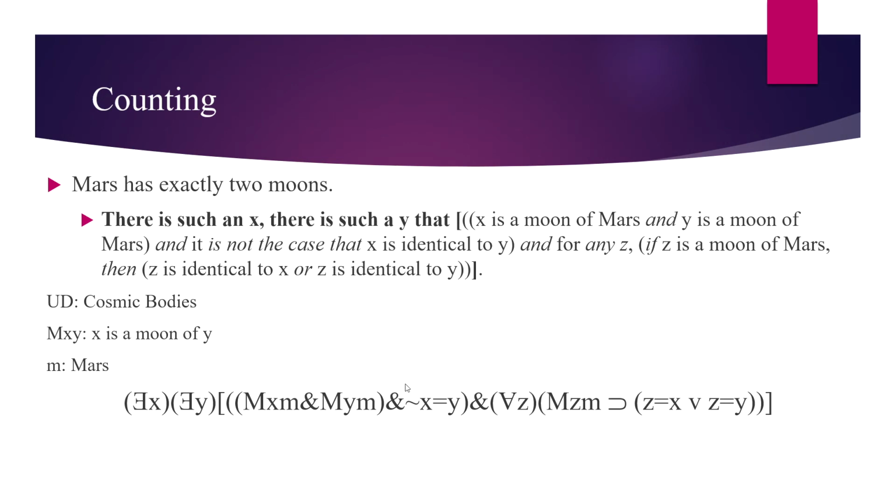But what this sentence says, this side says there's an X that's a moon, there's a Y that's a moon, and they're not identical to each other, right? This says there are at least 2 moons. And this says for anything you pick out in the universe of discourse, if it's a moon of Mars, then it is identical to X or identical to Y. So this side of the conjunction says there are at most 2 moons.